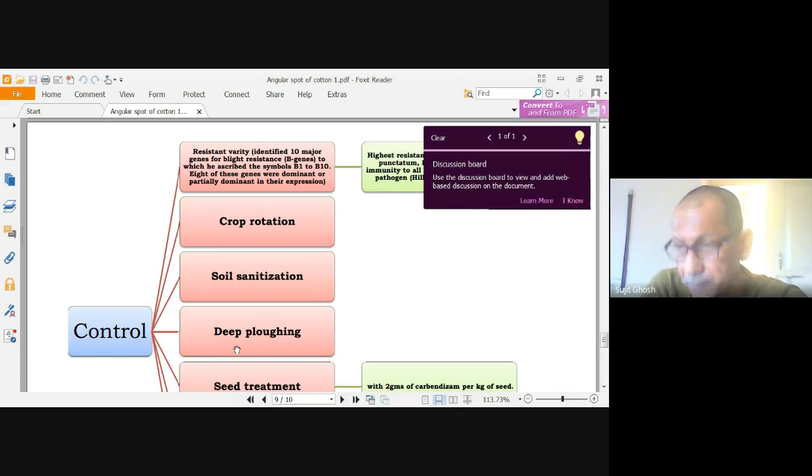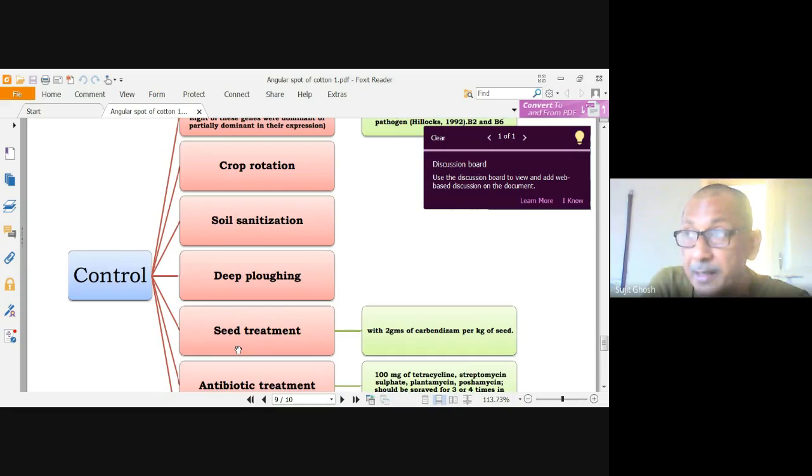Seed treatment. You have observed in the previous slide that when the seed germinates, it infects the cotyledon. From the cotyledon it will produce the leaf, then leaf to petiole, petiole to stem, stem to branch, branch to flower, fruit. So if you treat the seed with carbendazim, then it will not be able to germinate.